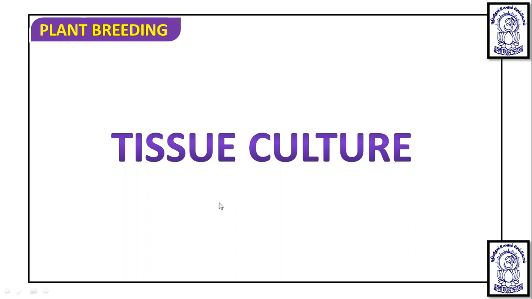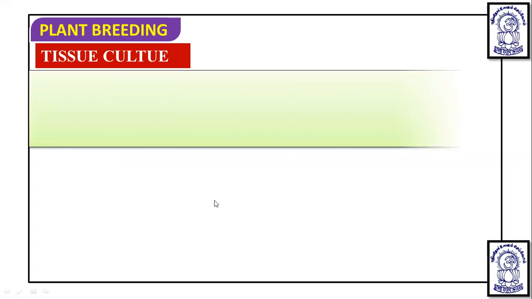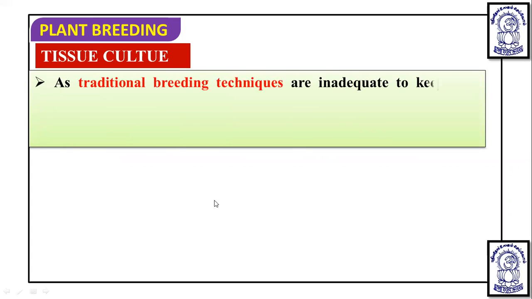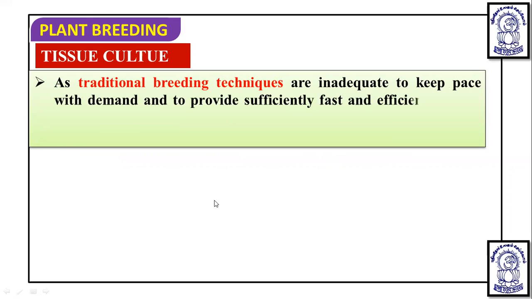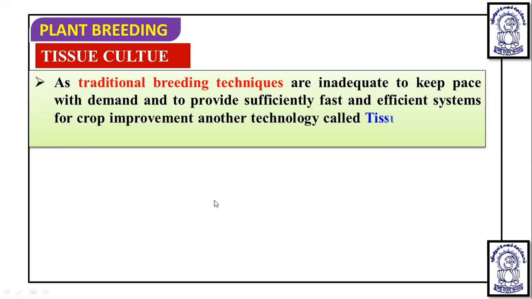So, what is tissue culture and what is the need of this? The traditional breeding techniques which we have studied till now in this chapter are inadequate, or we can say they are not sufficient to keep pace with the demand to provide a sufficiently fast and efficient system of crop improvement. Traditional breeding techniques have failed. Therefore, there is a need of another technology, and this technology, tissue culture, was developed.